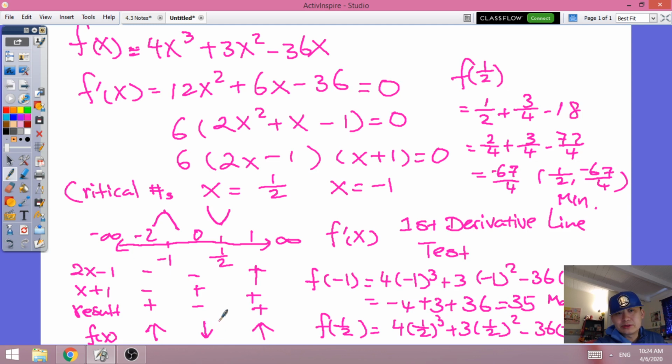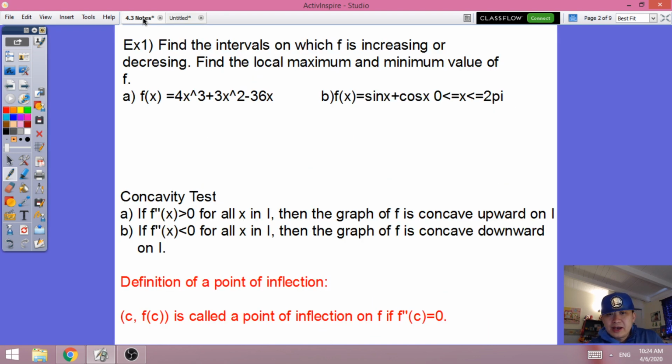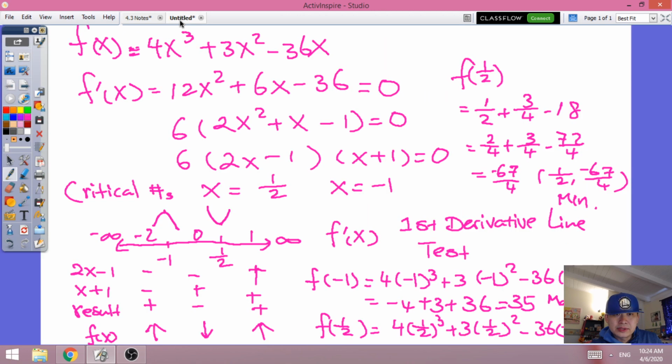Okay, so now let's try another example like this. For the next one, we have sine of x plus cosine of x from 0 to 2 pi. Let's do that one. It looks like this one is considered one full period, one full cycle. Again, I need a new slide for this.